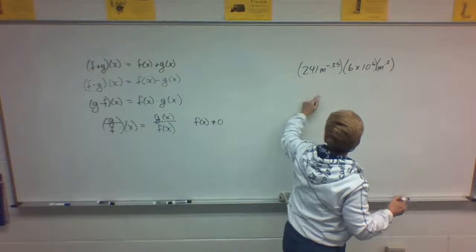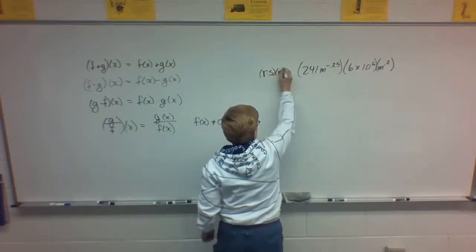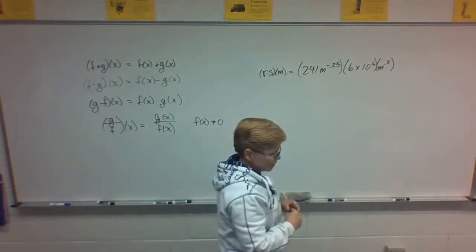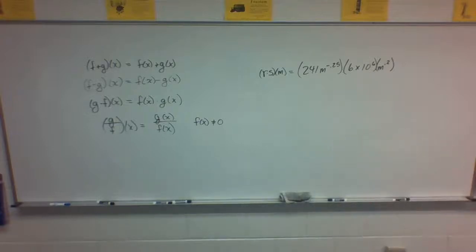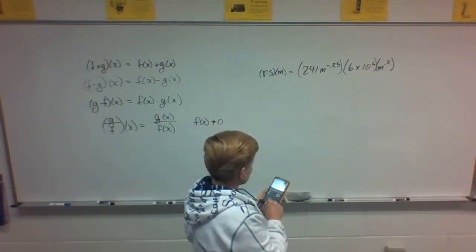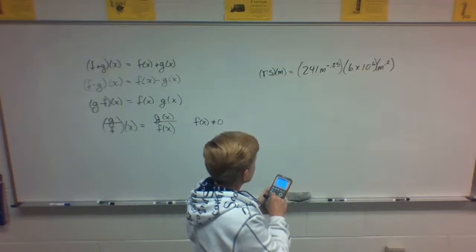They're both functions of M. So this is the new function, R times S of M equals, and they want us to find that. Do you know how to enter that in your calculator? Don't forget the capital E is for the scientific notation. So it would be parenthesis 241, just like it says there.